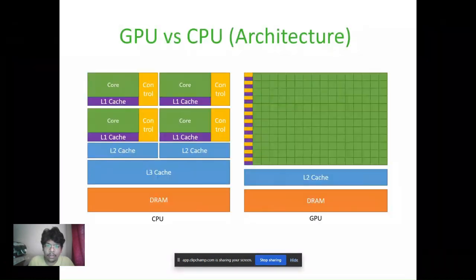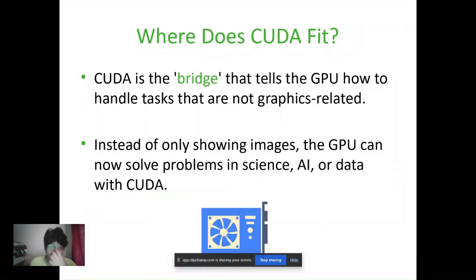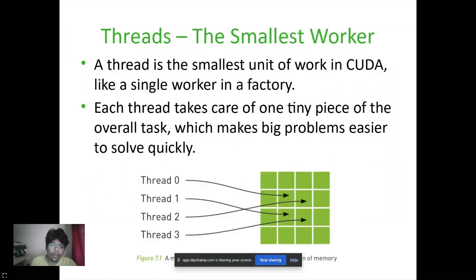Moving along, this is the architecture of a GPU versus a CPU. You can see that the CPU is built more for general purpose tasks, whereas the GPU is built specifically for arithmetic control and operations, basically parallel computing tasks. So where does CUDA fit in? CUDA is the bridge that tells the GPU how to handle tasks that are not graphics related. Instead of showing images, the GPU can now solve problems in science, AI, or data with CUDA.